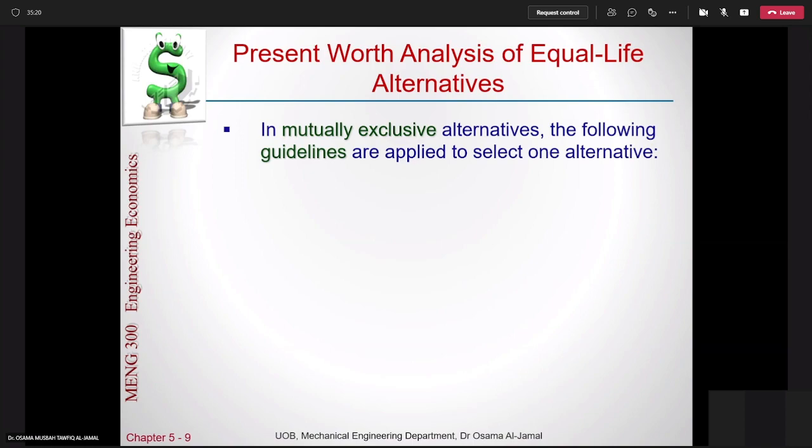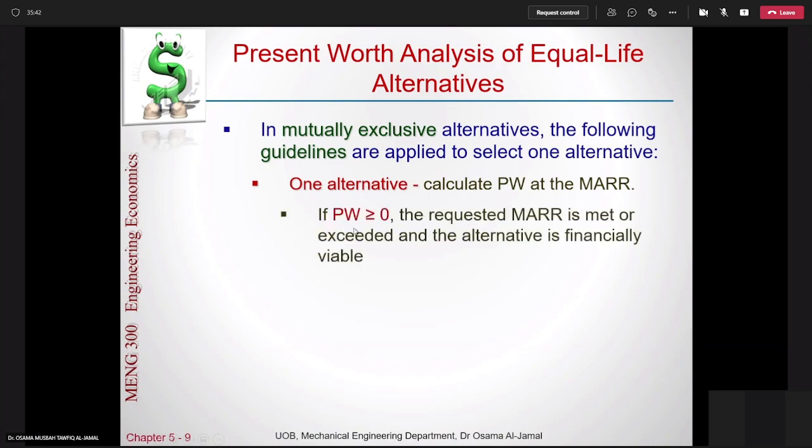In mutually exclusive alternatives, the following guidelines are applied to select one alternative. I'll go very fast now. One alternative: that's exactly what we did in chapters 2 and 3. It was only over one alternative, one calculation, one scenario. Calculate the present worth at the given MARR interest rate. If the present worth is greater than or equal to 0, the requested MARR is met or exceeded, and the alternative is financially viable.